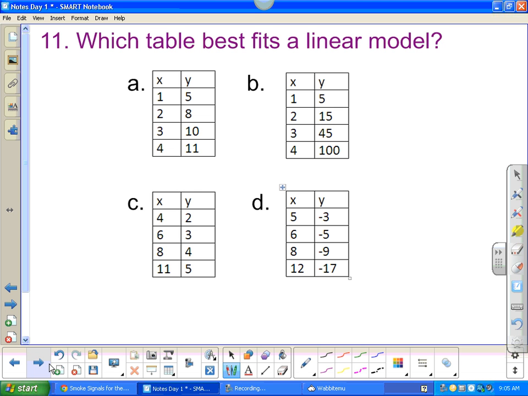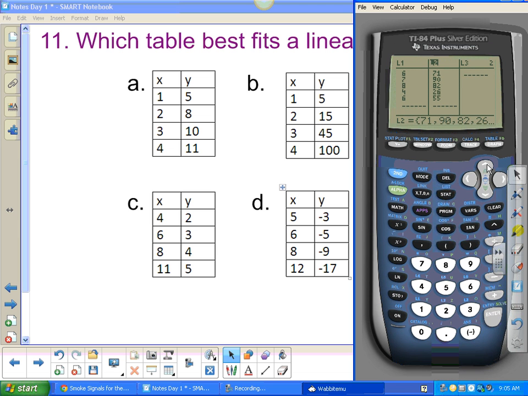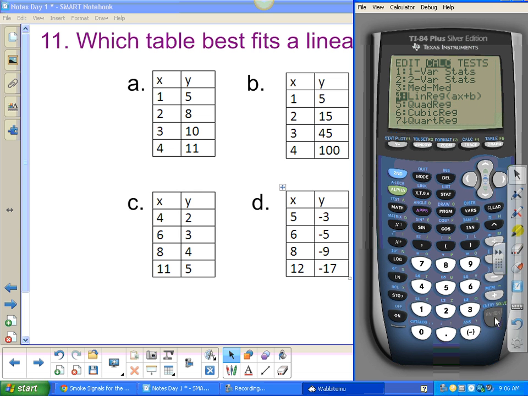Which table best fits a linear model? If I'm looking for the one that best fits, then I'm looking for the one that has the strongest R. So what I'm going to have to do is go for each of these and find their R value. So thank goodness they're small. Quit, Stat, Calc, number 4.